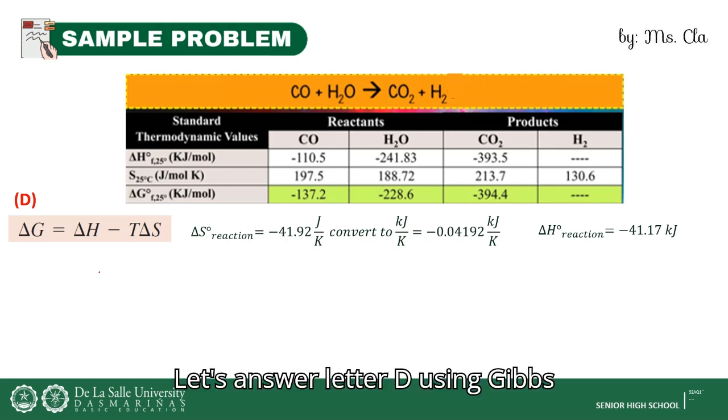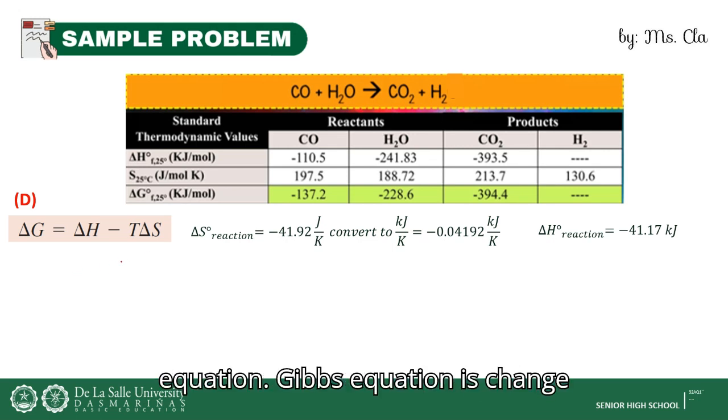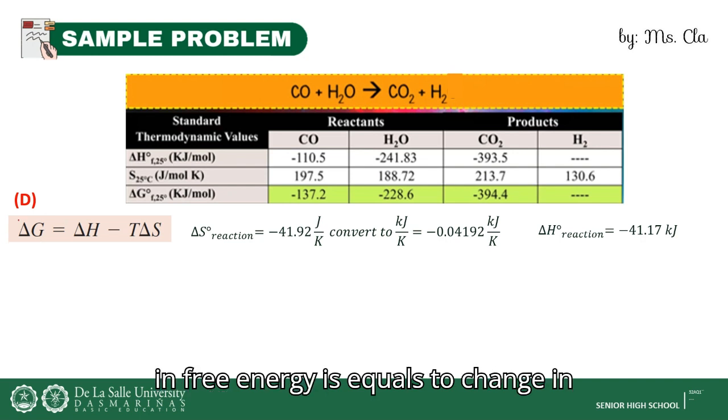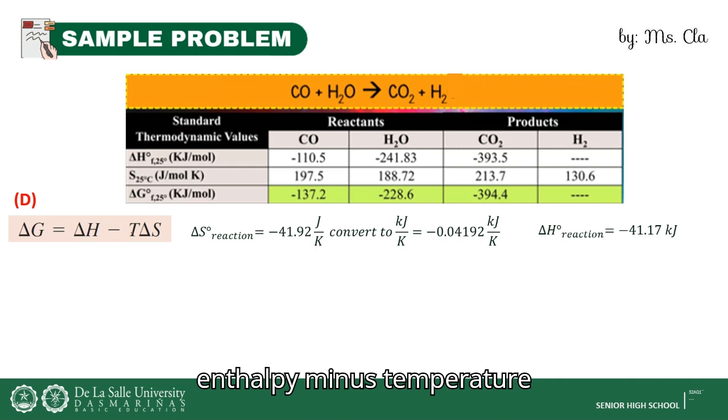Let's answer letter D using the Gibbs equation. The Gibbs equation is: change in free energy equals change in enthalpy minus temperature multiplied by the change in entropy. So from the previous example, we did the entropy and the enthalpy. The data, or the answer, is provided here.